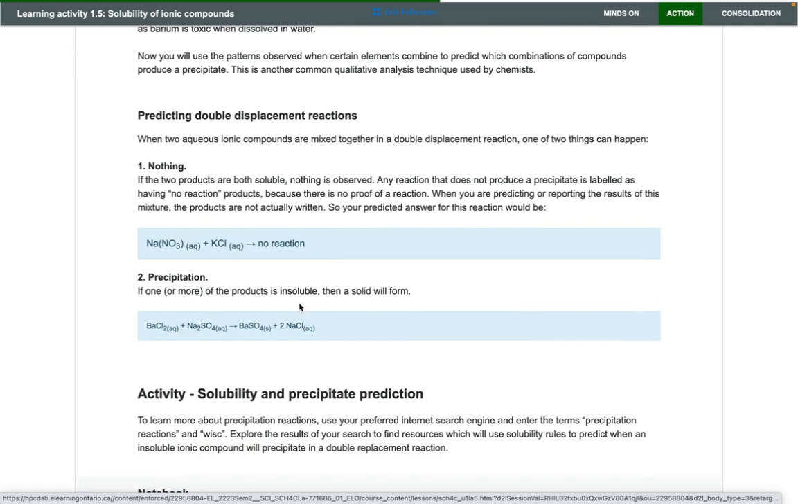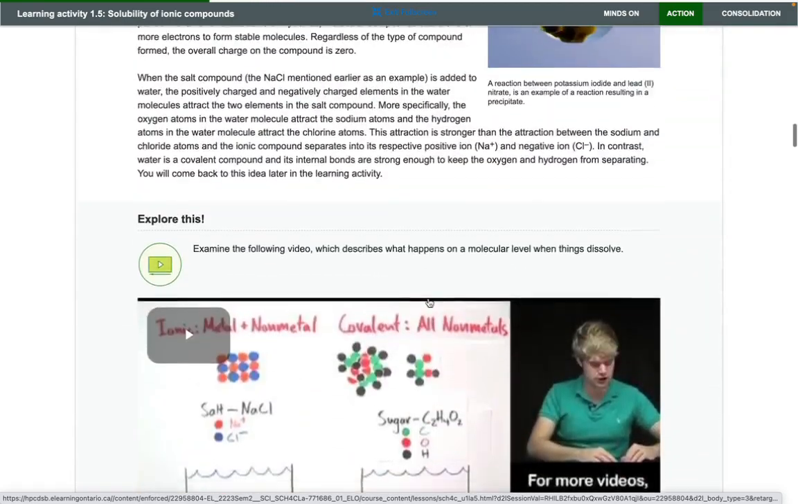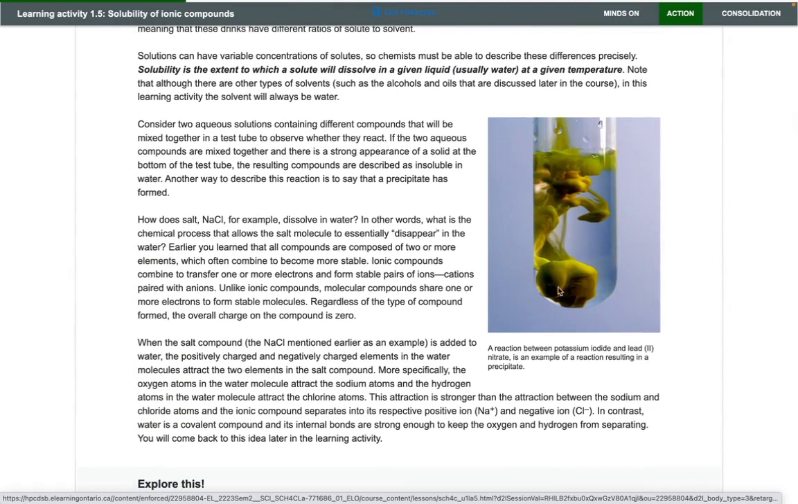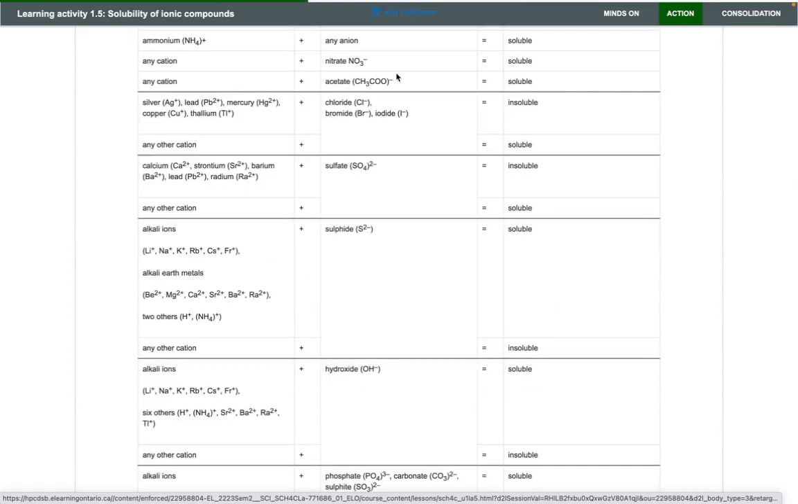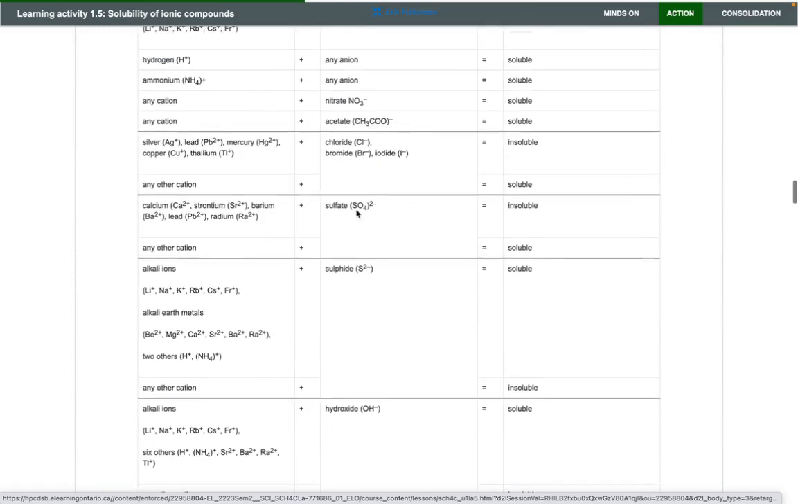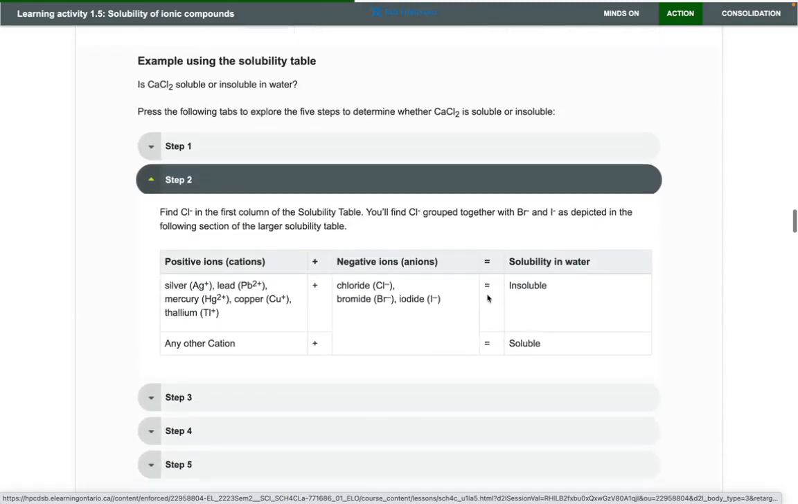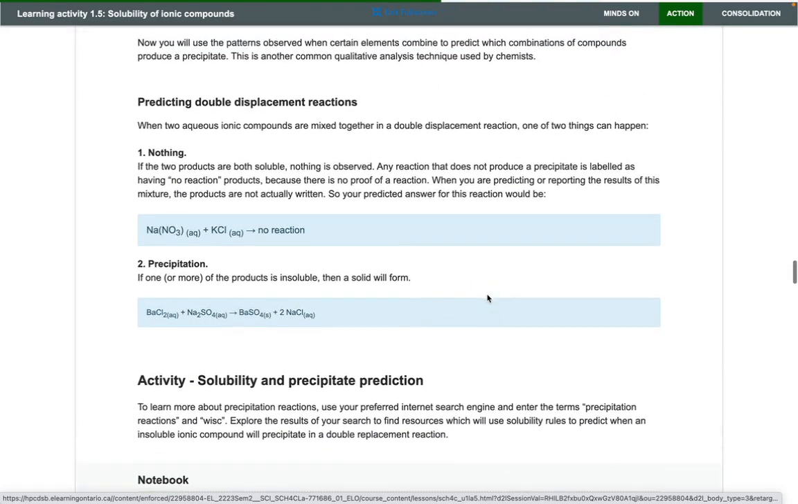Or you'll see a solid being formed. When the solid is being formed, if we just scroll back up, that's when we see something like this start floating around in solution. Then we know one of the products that we made was a solid. How can I tell who the solid is? This is how you can tell. You can look up the combination of ions and determine who was insoluble, and that would be the solid on your product side.